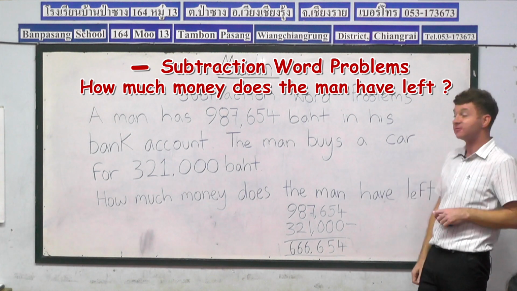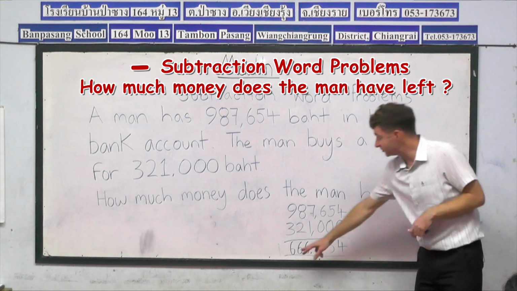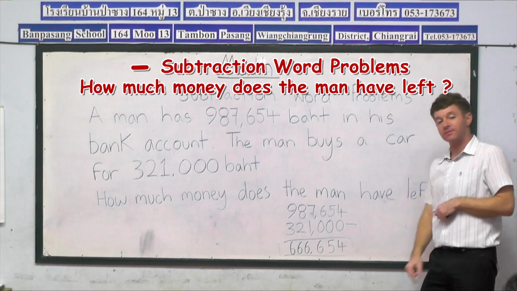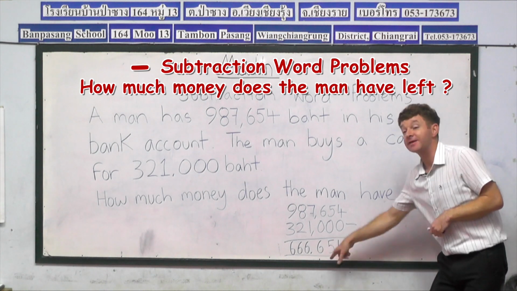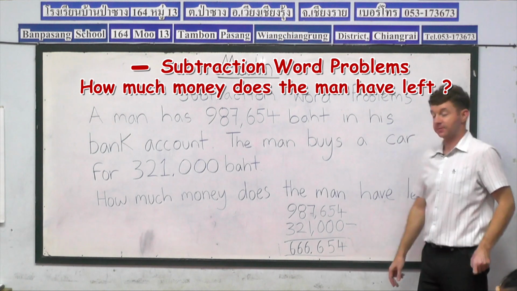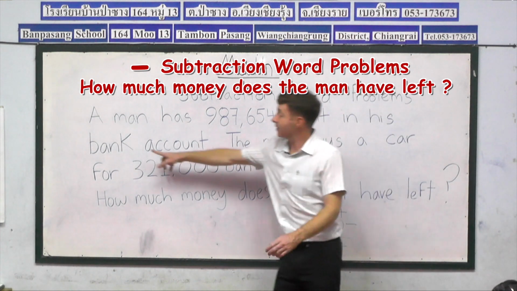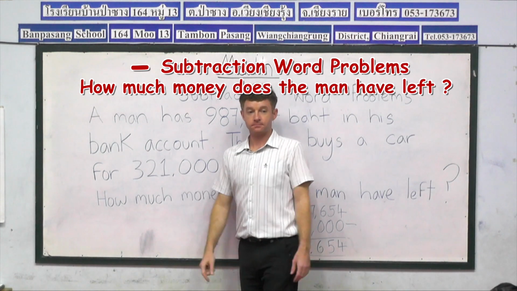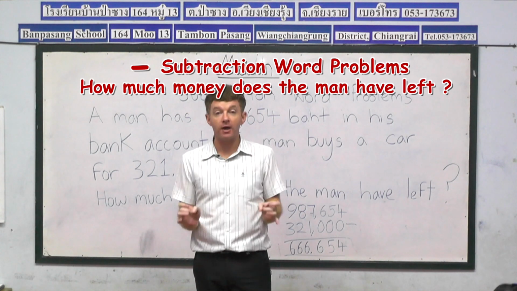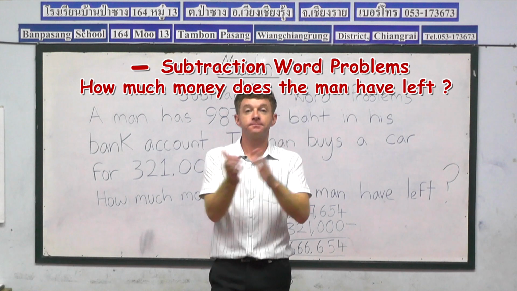So now we can say the man has 666,654 baht left in his bank account. And that's how we can correctly answer subtraction word problems. Guys, that was brilliant. Very well worked out.